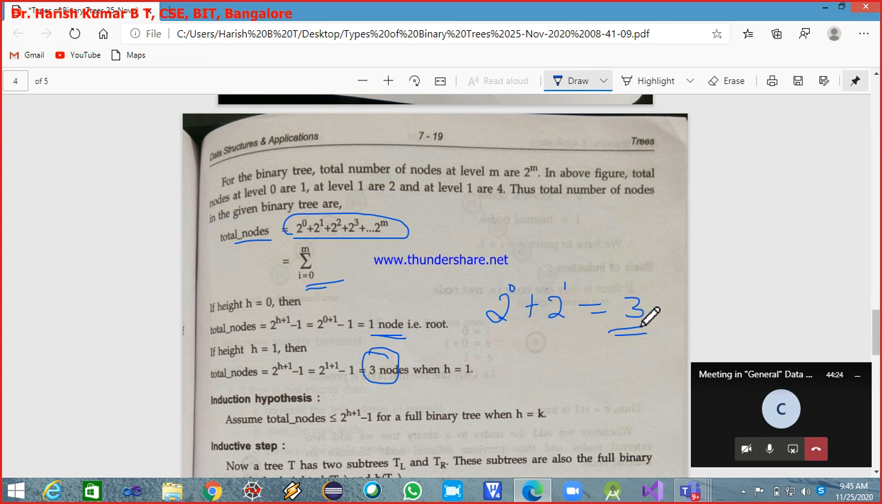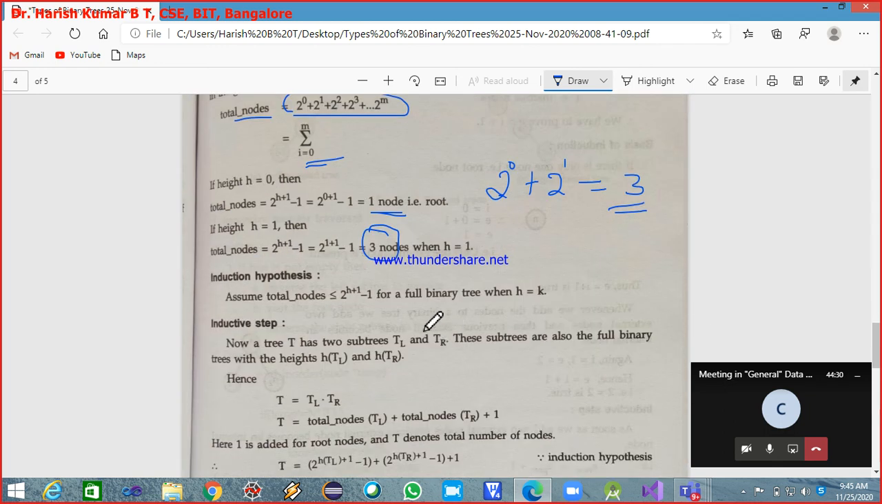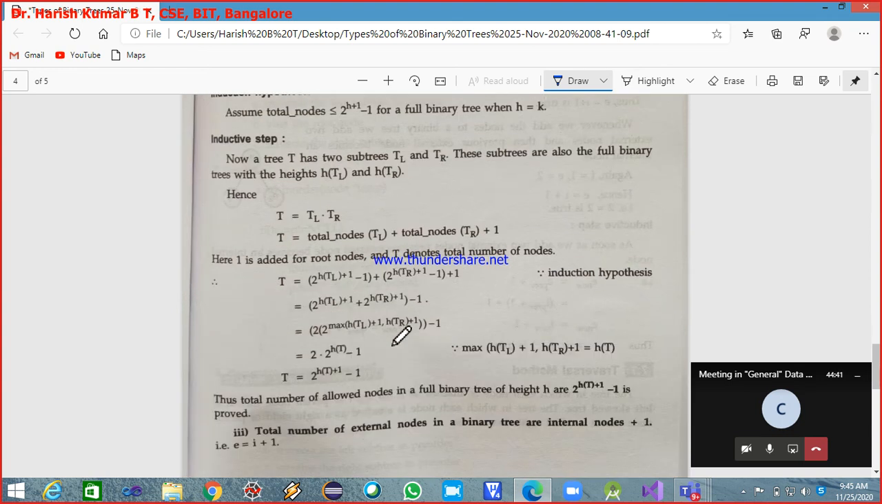Yes, sir. Yes. Okay. Next. And then induction hypothesis. Okay. This is another example which is here.